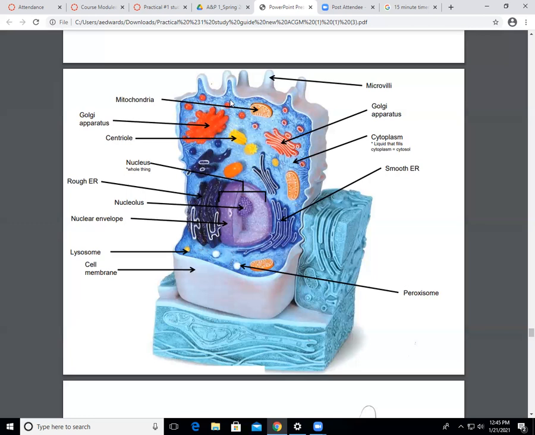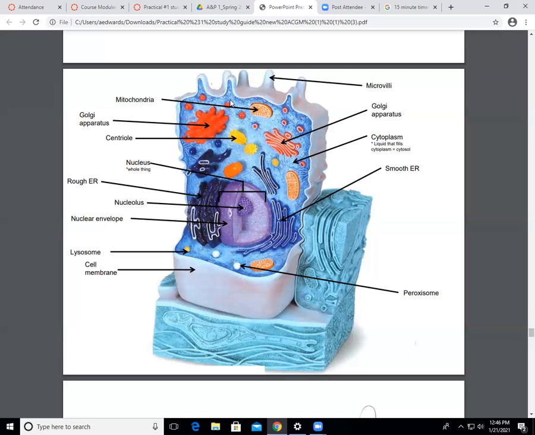Okay. Lysosomes, they break stuff down. Okay, they're like your cleaners. You know, they're the cleanup crew. So if things are damaged, things are bad for you, lysosomes envelop them, and then they destroy them.